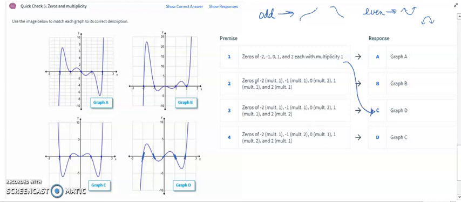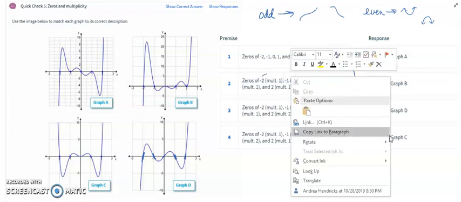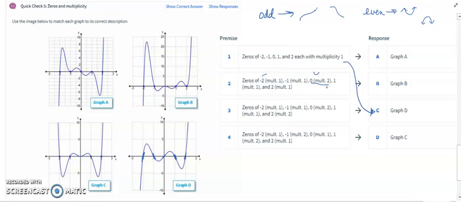The second one says that we have zeros of -2 with a multiplicity 1. -1 has a multiplicity 1. 0 has a multiplicity 2. 1 has a multiplicity 1. And 2 has a multiplicity 1. So the only even multiplicity is at 0. So the graph is going to cross at -2, cross at -1. It's going to bounce off at 0, cross at 1, and cross at 2.